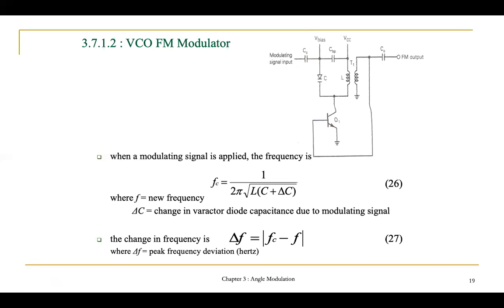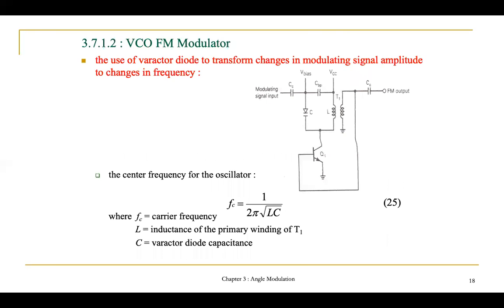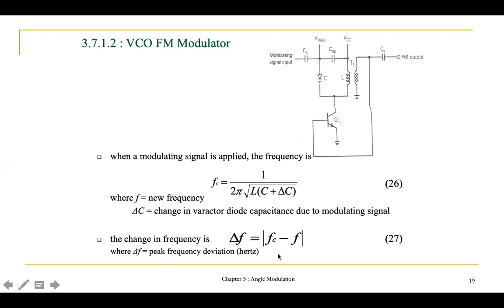Now you can calculate the new oscillator frequency Fc. Your formula is 1 over 2 pi square root of L multiplied by C plus delta C. And now you can calculate the change in frequency, where delta F is equal to Fc minus F. Fc is the new oscillator frequency and F is the previous oscillator frequency, 1 over 2 pi square root of LC. Then you can calculate the change in frequency delta F.